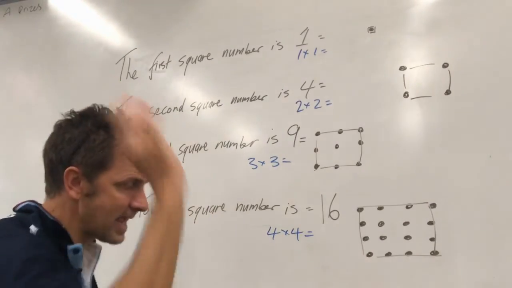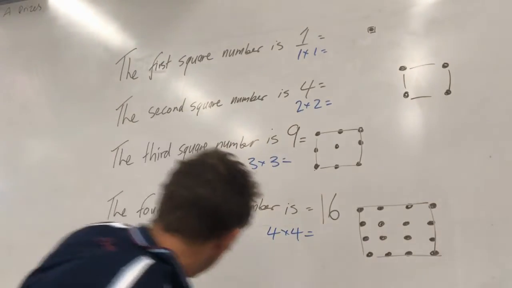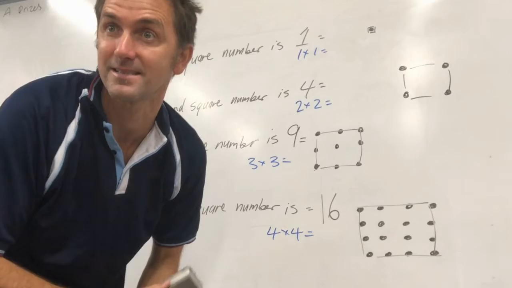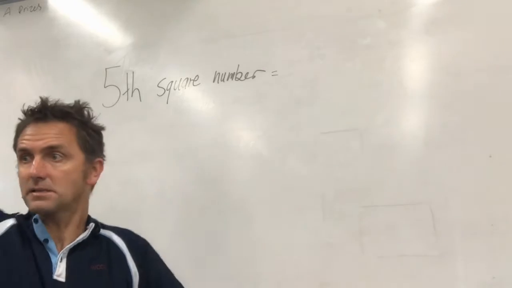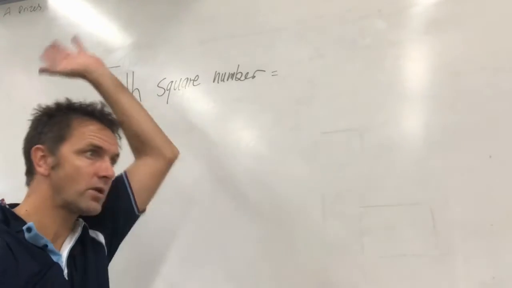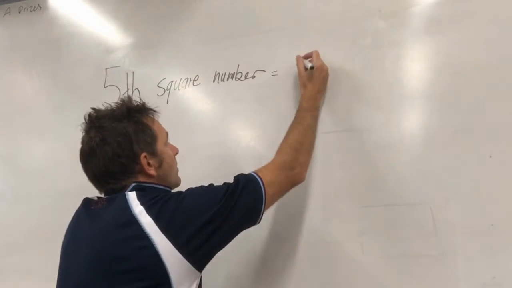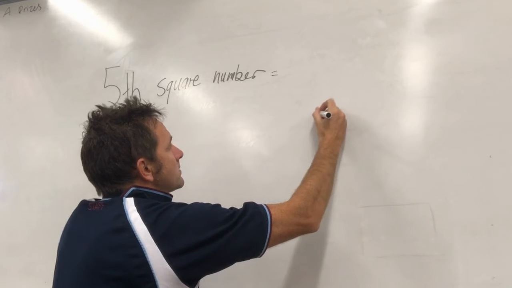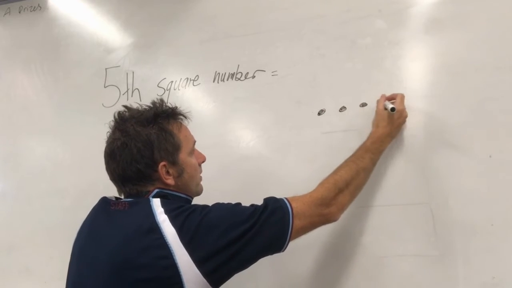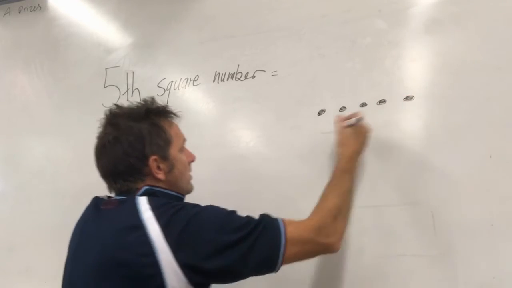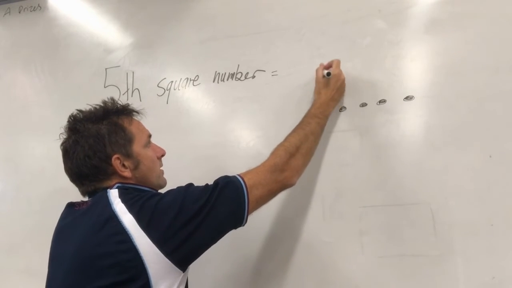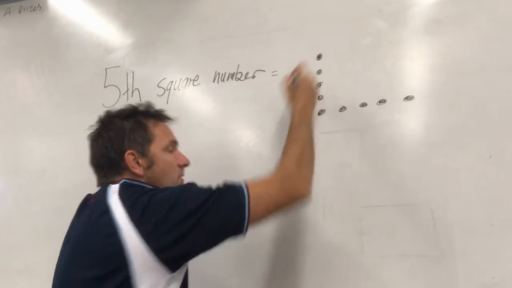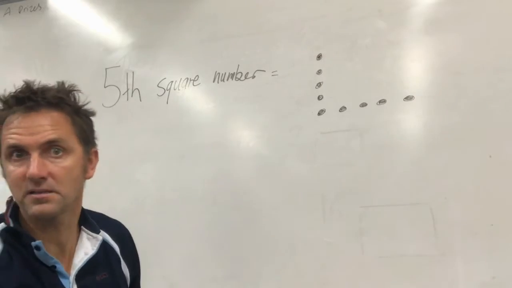I'm going to rub this out. I hope you're ready. See if you can work out what it is. The fifth square number. How many dots across? 5. How many dots up? 5. So 5 across, 5 up. Let's do it. 1, 2, 3, 4, 5. 5 up. Count in the first dot. 1, 2, 3, 4, 5. Fill out the rest of the square.